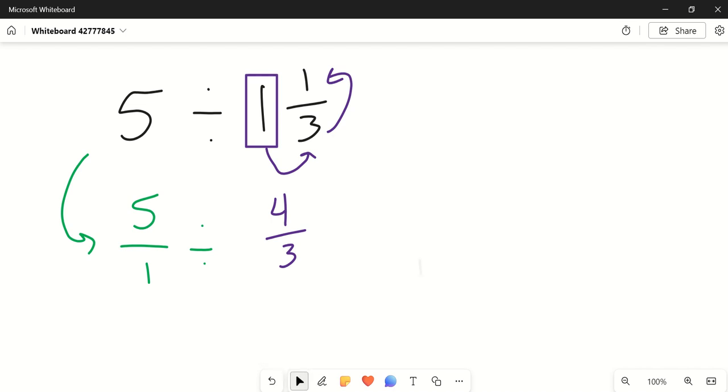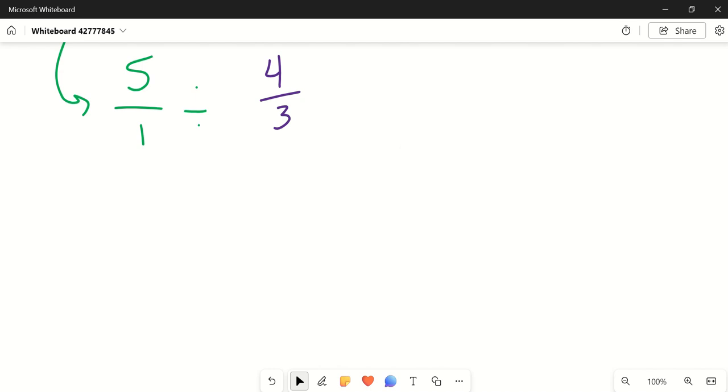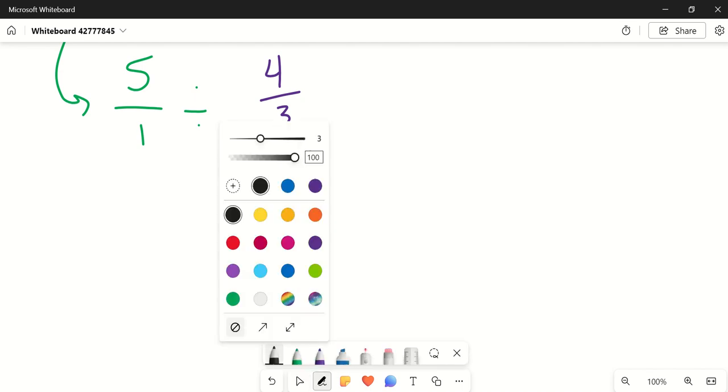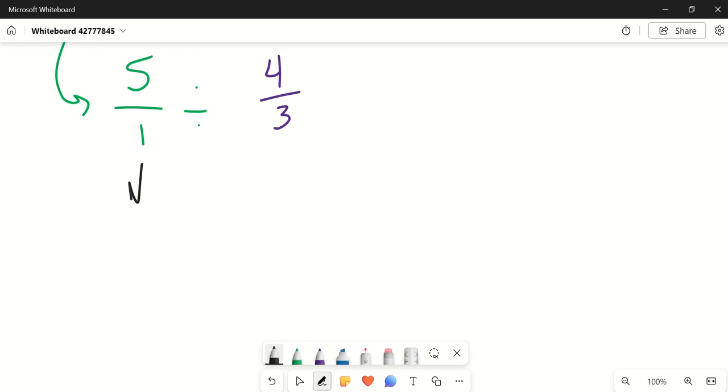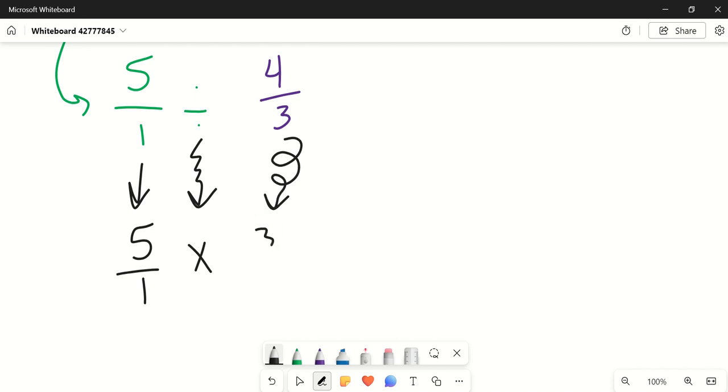So, pulling this back up, this is our new problem. Now we're going to our 3 arrows. First fraction gets pulled down, straight down. We shake up the division to make it multiplication, and we flip the second fraction, or we take the reciprocal of it. Now we can multiply straight across.